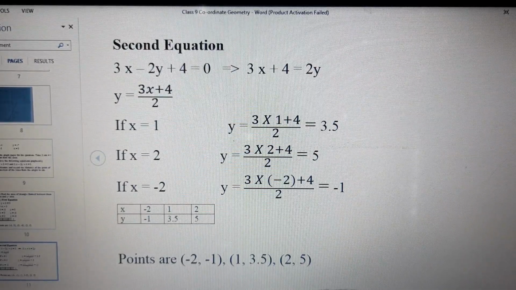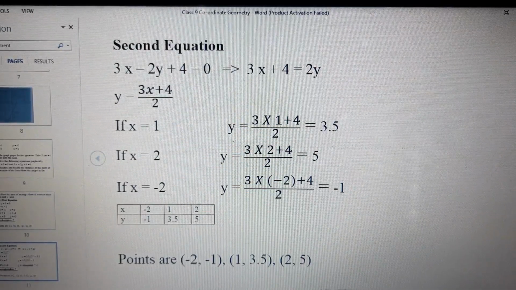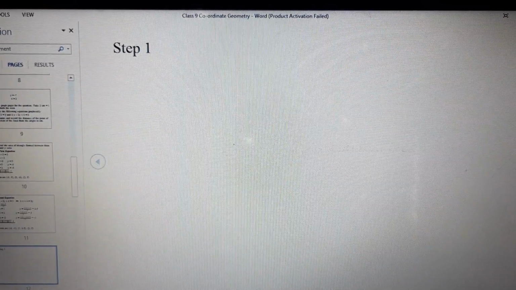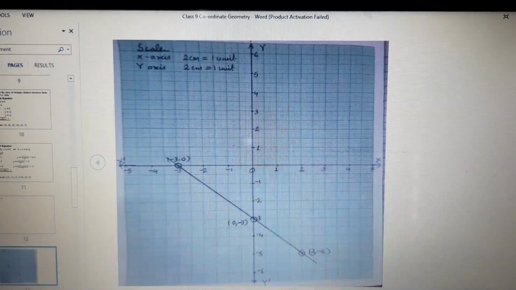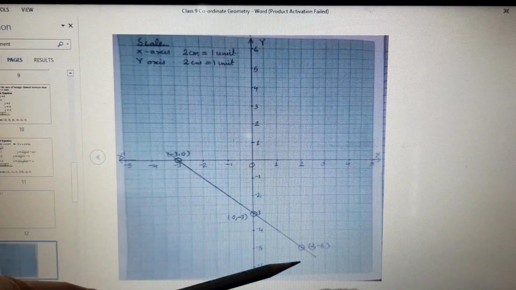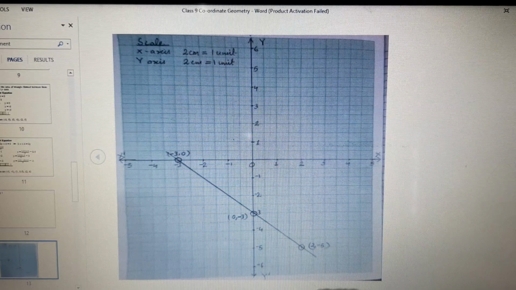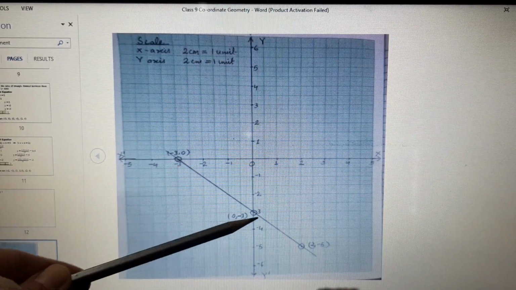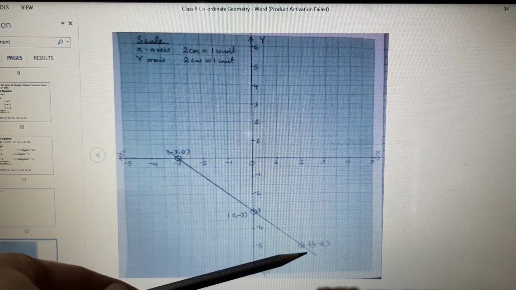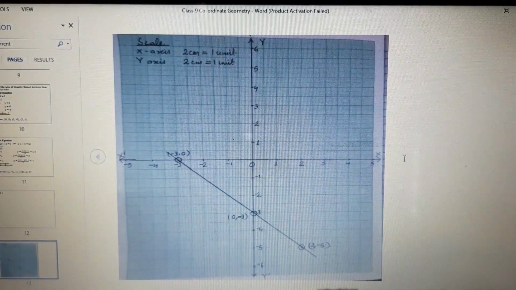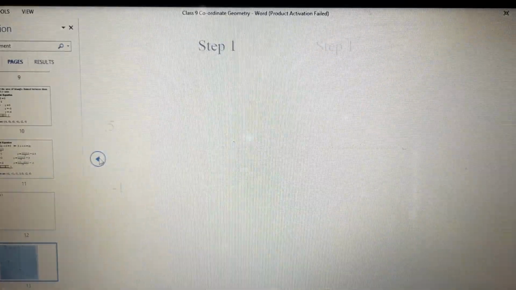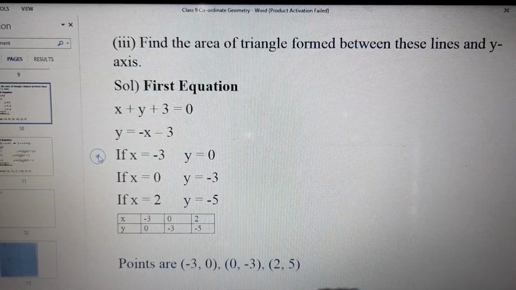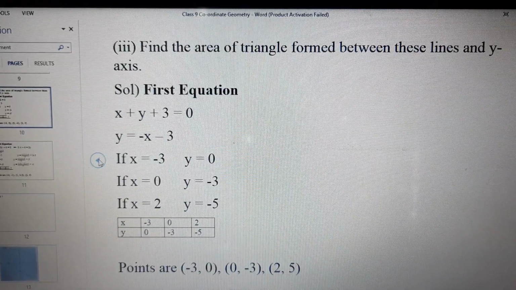Now what you have to do? You will plot all 6 points, 3 for the first one and 3 for the second one. Step 1. You will plot all 3 points on the graph paper which belong to the first line. As you can see, I have plotted (-3, 0), (0, -3) and (2, -6). Only points of the first equation will be plotted on the graph paper, and then you have to join them. Are you getting it?